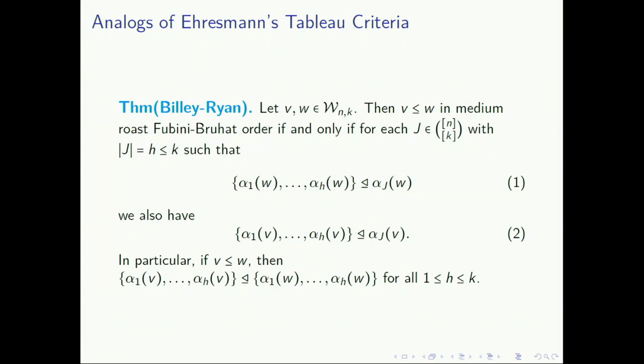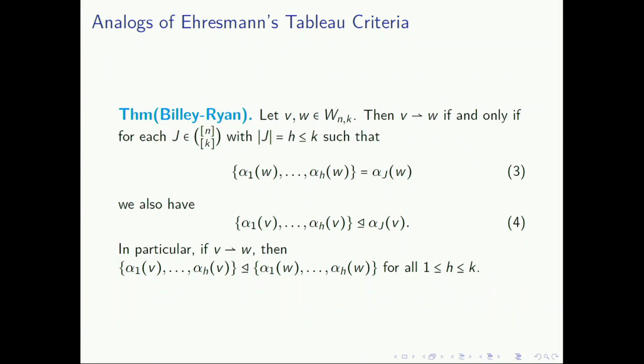Okay, and so in particular, we get something which is the complete analog of Ehresmann's criteria, that the subset alpha 1 of V through alpha h of V is less than or equal in Gale order to alpha 1 of W through alpha h of W. So nice generalization.